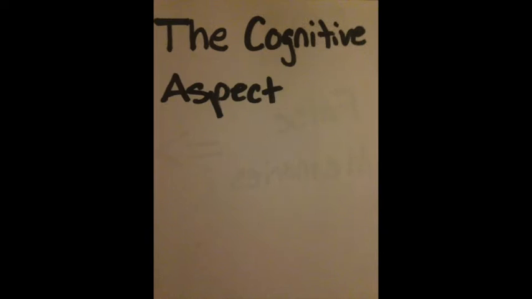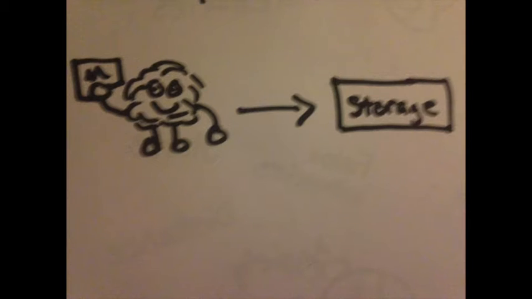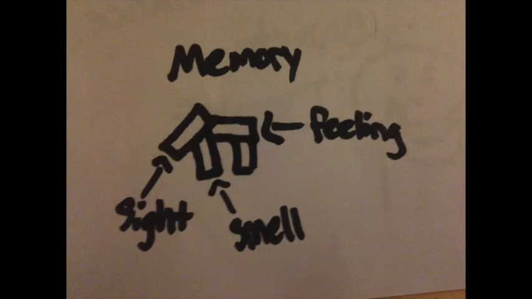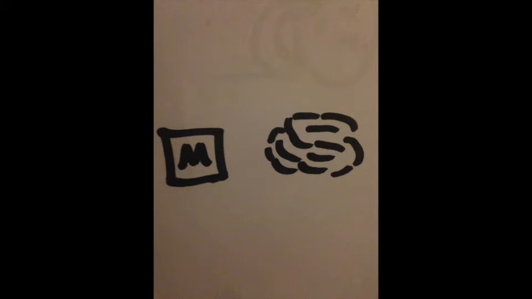Eyewitness testimony isn't just about misperceptions. There's also a cognitive piece to it. When we look at memory from a cognitive perspective, it differs from what we normally think of it as. When memories are put into the brain for storage, they go through a process called encoding. When a memory is encoded, it means that it is made into a construct that is stored into the brain. This means that we recall a specific sight, smell, or feeling associated with the memory that is stored into the brain. This process is done multiple times over for different perceptions we experience.